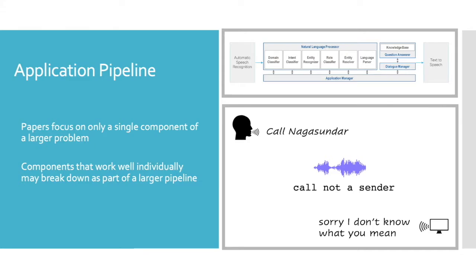Next, academic papers tend to focus on a single component of a larger problem. And while these components may work well individually, they often break down as part of a larger pipeline due to a sort of compounding error effect. For example, if your speech recognition is off and it recognizes the query "call Nagasundar," which is a person name, as the text "call not a sender," then it makes it really hard for the NLP to understand what the user is asking and then complete the task.